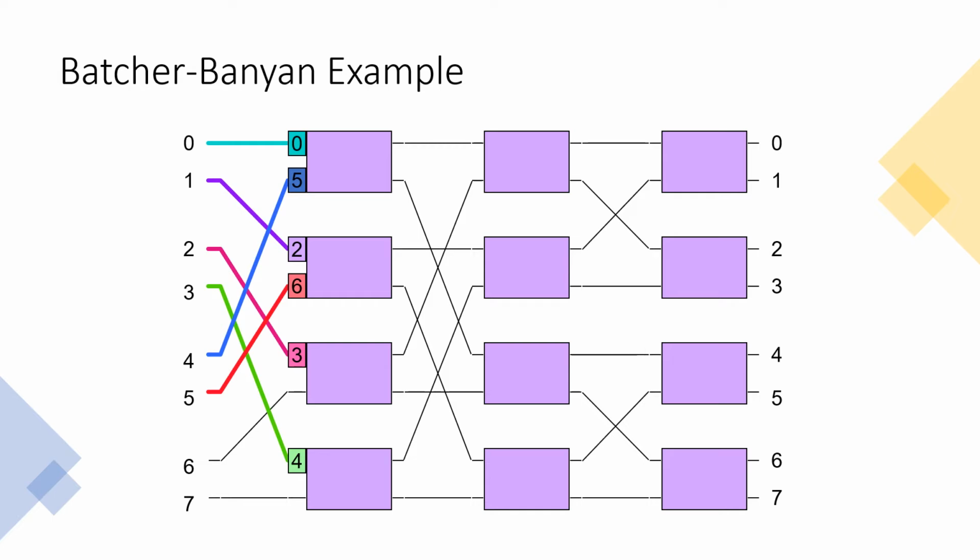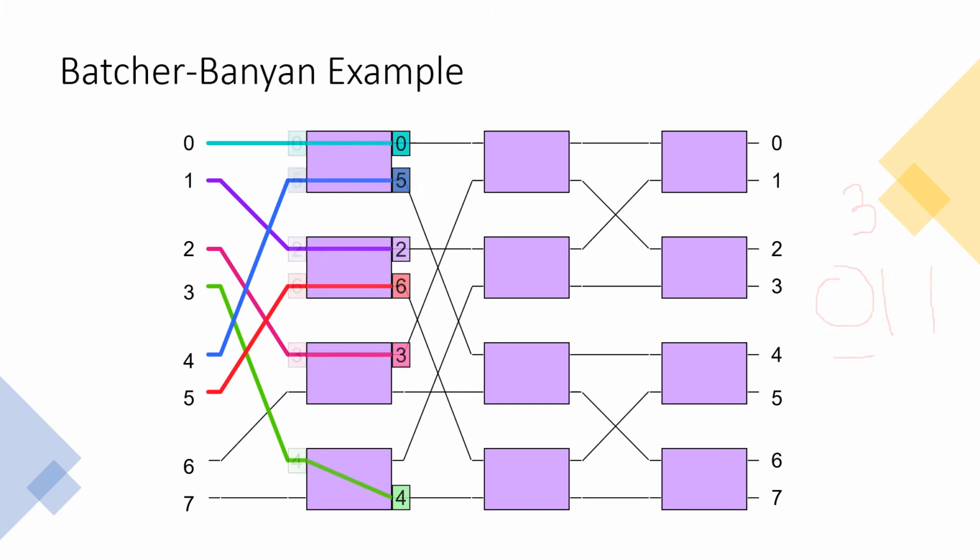Once it reaches the first cell column, the switching fabric checks the binary equivalent of the input value. Here we have the input value of 3 and its binary equivalent is 0, 1, 1. So at the first cell column, logic 0 will be considered, and using logic 0, the packet 3 will be routed to the upper part of the cell in this way. As you can see, the packet 3 has routed to the upper part of the cell, and then it routes to the middle cell column using this path.